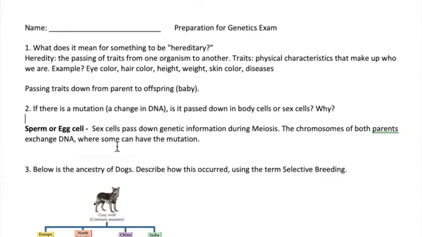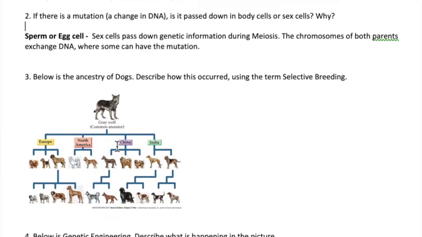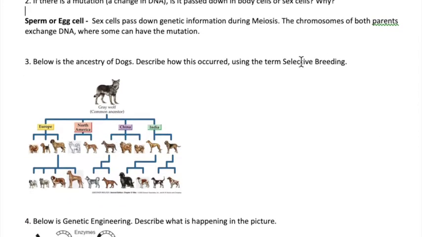Alrighty, number three. Below is the ancestry of dogs. Describe how this occurred using the term selective breeding. So what exactly is selective breeding? Well, this is a dog, this is a wolf, and wolves have evolved into other creatures, pets, dogs. And we have taken care of these creatures for many, many years. How is this possible? Well, what people have done is they've taken the weakest and calmest wolves, who weren't really for the hunt.